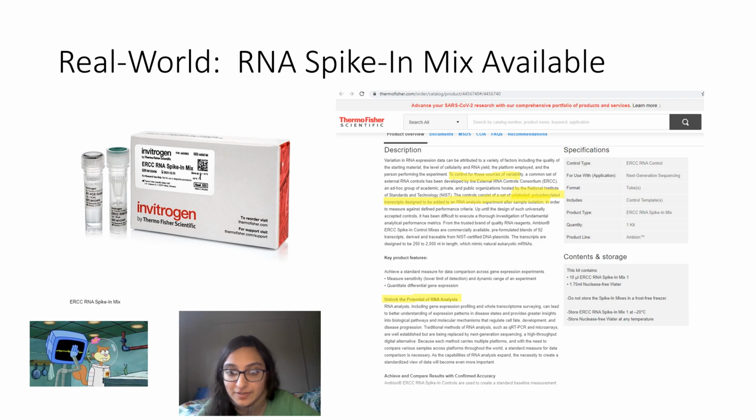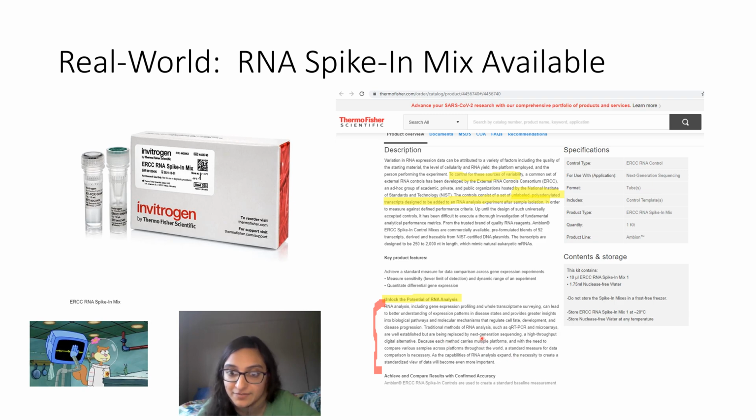And as I was telling you, they are describing here the exact importance of RNA-seq data. Gene expression profiling and whole transcriptome surveying can lead to better understanding of expression patterns in disease states and provide greater insights into biological pathways and molecular mechanisms that regulate cell fate, development, and disease progression.